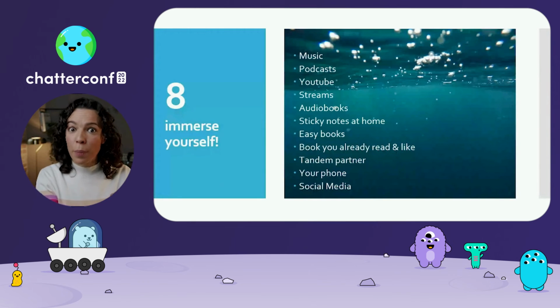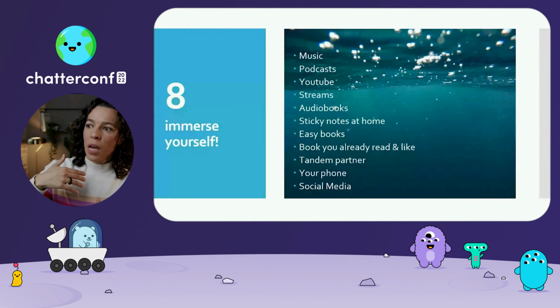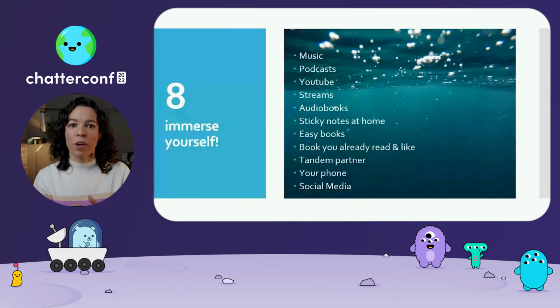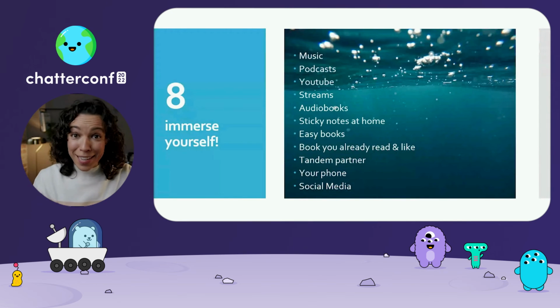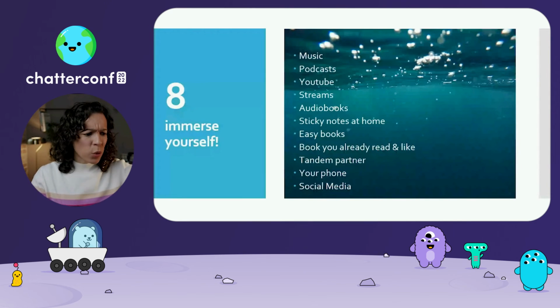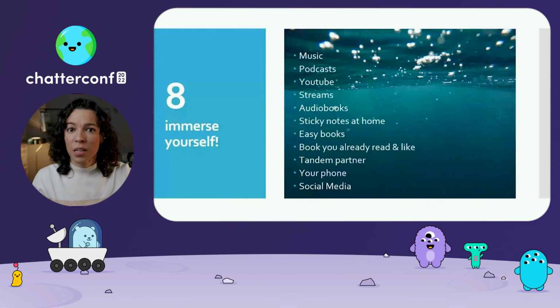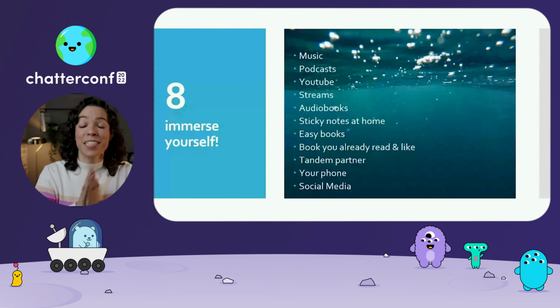You can also grab a book that you already like and you already read. Like, I don't know, I read Harry Potter in English, or I read the Twilight Saga in German. And at the beginning, the Twilight Saga was very hard to understand. But after a while, I learned so much vocabulary. For sure, get a tandem partner.